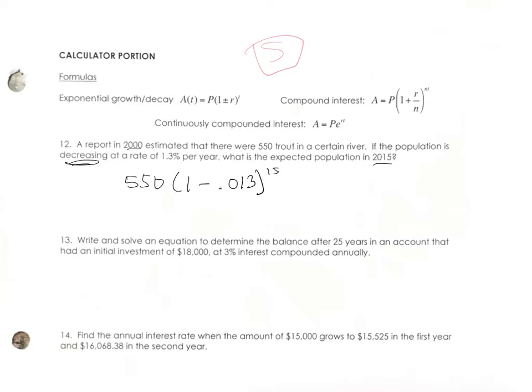Plug that into the calculator exactly the way you see it, and you get 451.98. Now these are fish, so you could probably round, because it doesn't really form an entire trout, but I'm not going to argue with you about 452 or 451, and I would say that it's really 451 trout. Make sure you do label your answers.